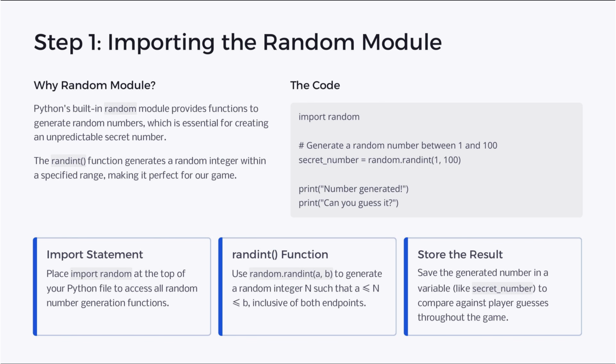To create an unpredictable secret number, import Python's random module. Use random.randint(a, b) to generate a random integer within a specified range. Store this number in a variable, such as secret_number, to compare against player guesses. This randomness is crucial for the game's unpredictability and player engagement.